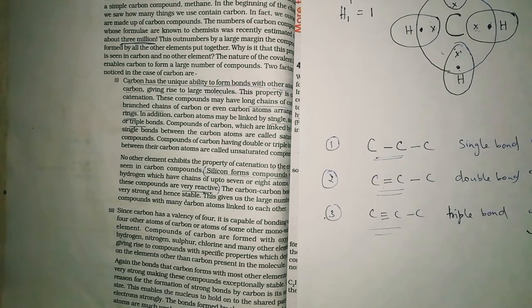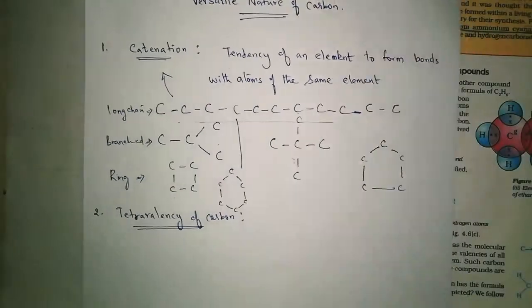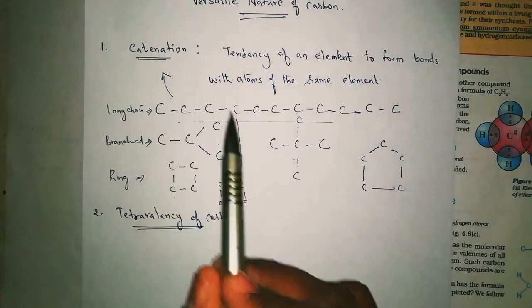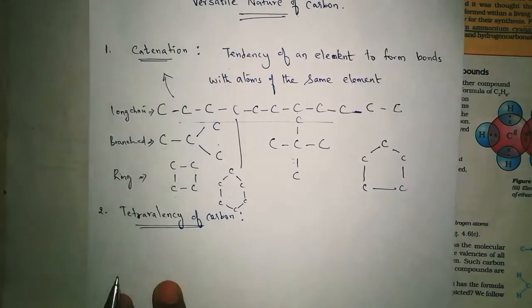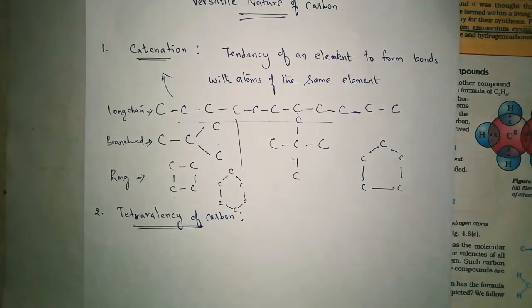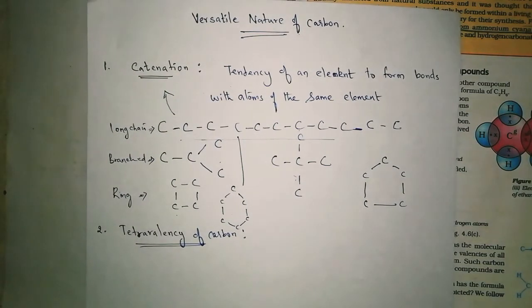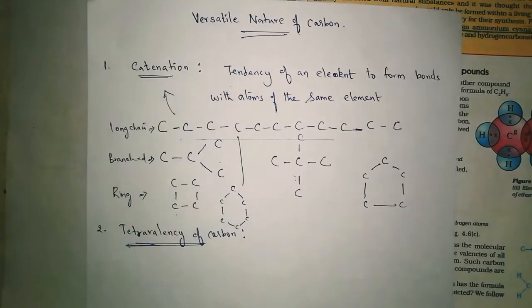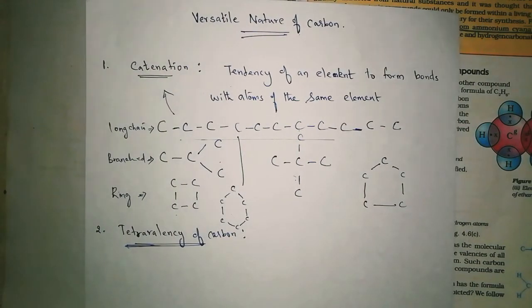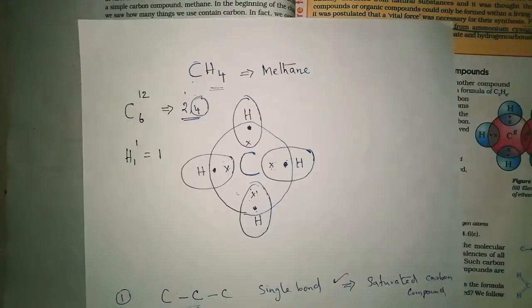So this is one property. What property? Catenation. So we have learned up to catenation only. There is another point which we are going to learn now, because of which we also say that carbon is versatile in nature. What is that? Tetravalency. Just now we learned about tetravalency.